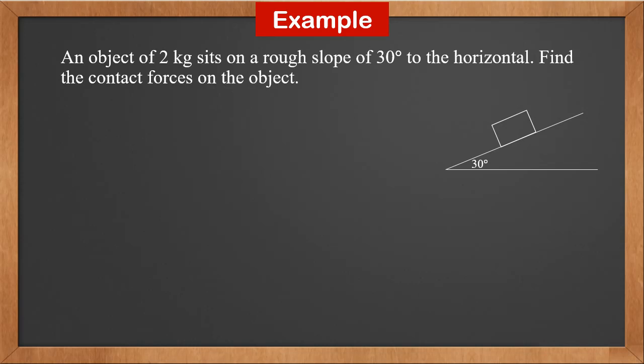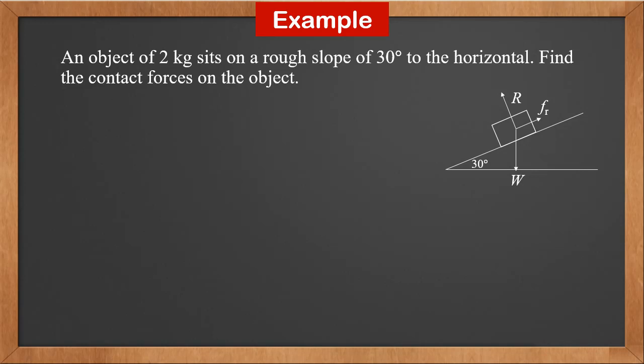An object of 2 kilograms sits on a rough slope of 30 degrees to the horizontal. Find the contact forces on the object. As always, let's sketch the force diagram first. There's weight, pointing downwards. And there's normal reaction, pointing upwards, and perpendicular to the slope. Lastly, there's friction, pointing upwards along the slope. This object is in equilibrium. Therefore, the resultant of these three forces is zero.